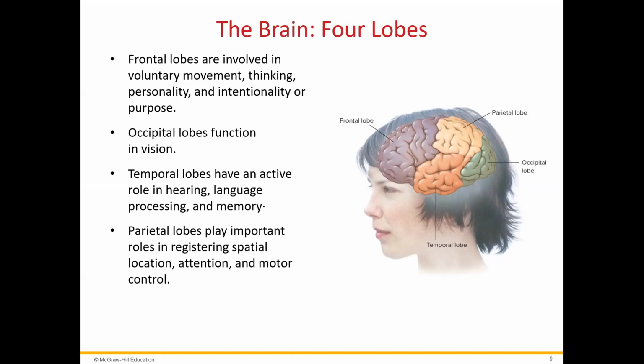The last one I'm going to mention is in the parietal lobe. It plays an important role in registering spatial location, attention, and motor control. In the parietal lobe, we have something called the somatosensory cortex. It's right behind where I told you the motor cortex was. So right where the parietal lobe meets the frontal lobe, there's a band that runs across your brain. It doesn't really look like a band in the picture here, but there's a band running across the brain that contains the somatosensory cortex. That's where we receive all of our touch information.